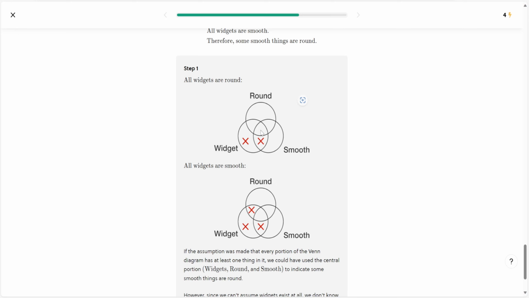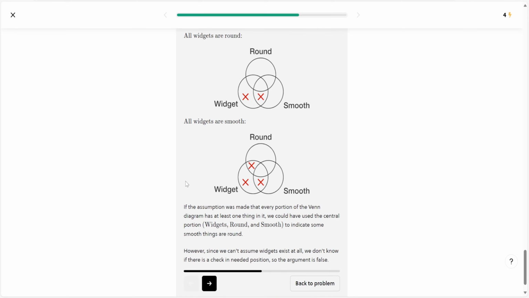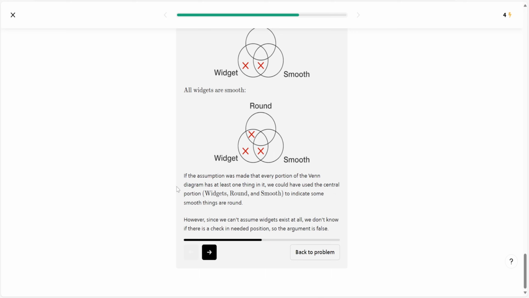Oh yeah, of course. If the assumption was made that every portion of the Venn diagram has at least one thing in it, we could have used the central portion to indicate some things are smooth and round. However, since we can't assume widgets exist at all. Are you seriously going to throw that at me? So you're basically going to tell me I'm wrong because I can't assume that it exists.